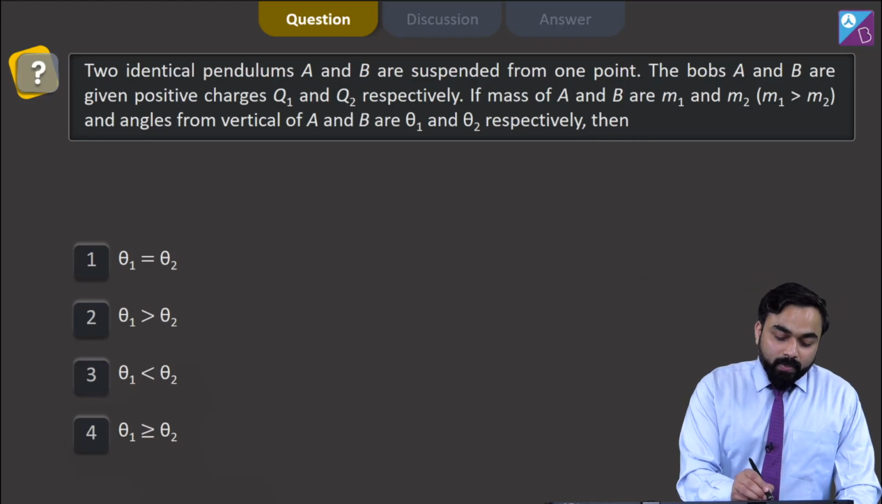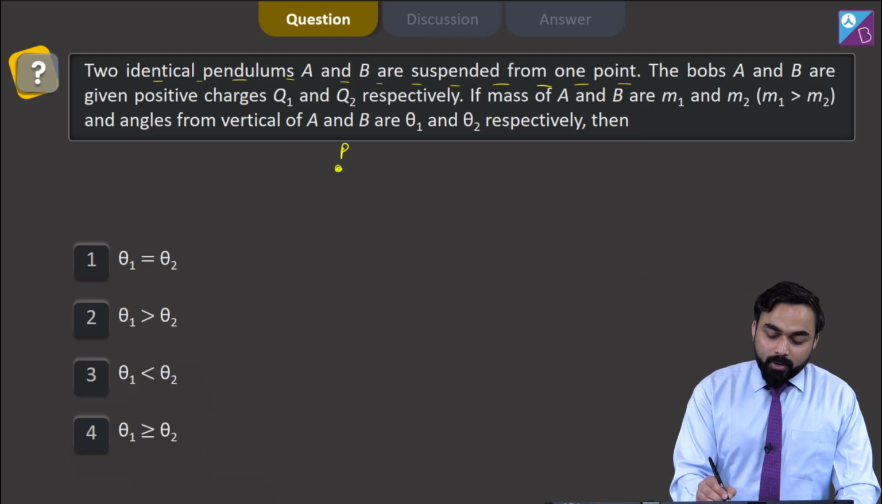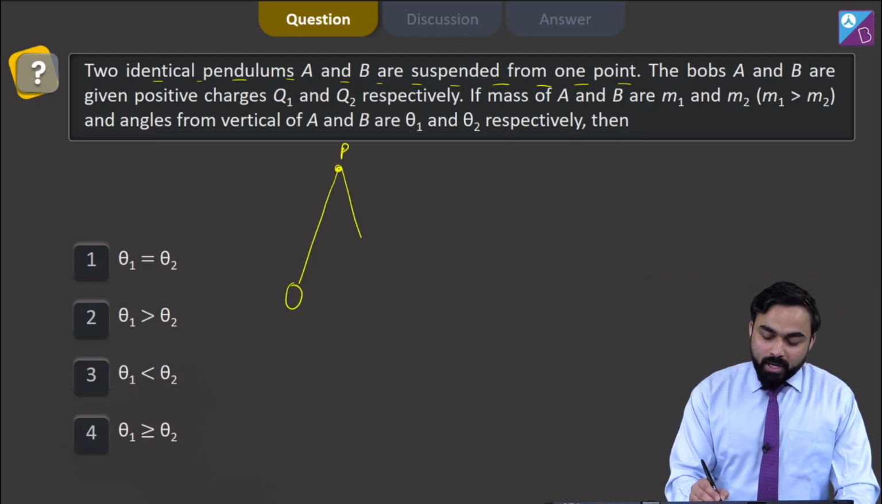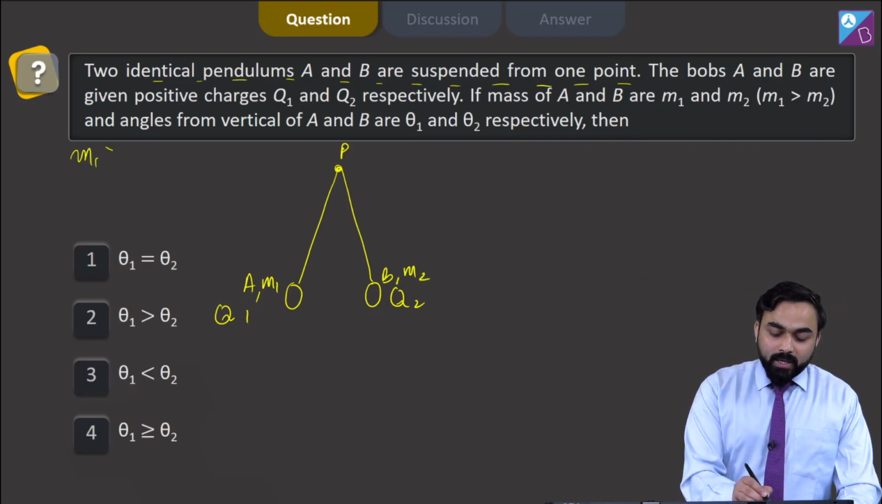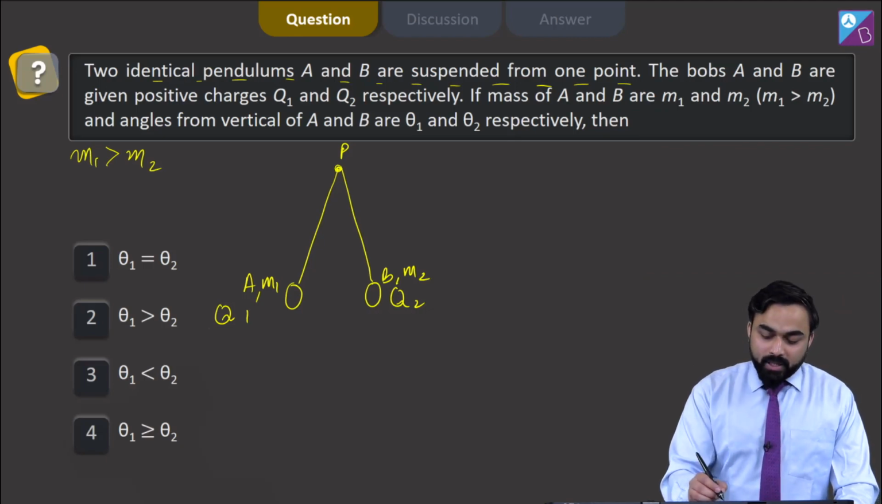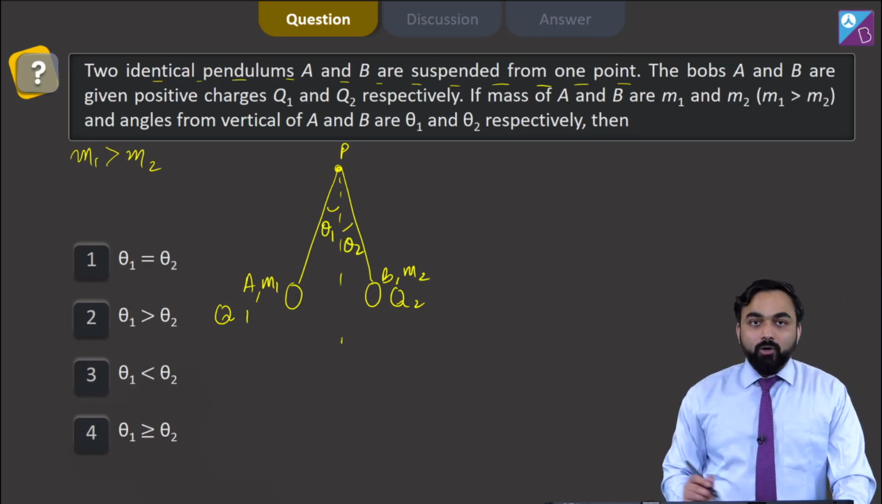In this particular question, two identical pendulums A and B are suspended from a point. So we have a point P, and from this point two identical pendulums A and B are suspended. The bobs A and B are given positive charges Q1 and Q2. If the masses of A and B are M1 and M2, where M1 is greater than M2, and the angles from the vertical of A and B are theta 1 and theta 2 respectively, then we need to choose the correct option regarding the angle from the vertical.